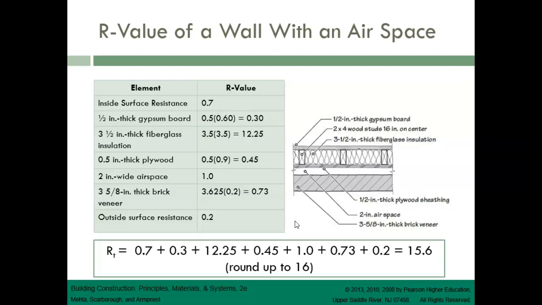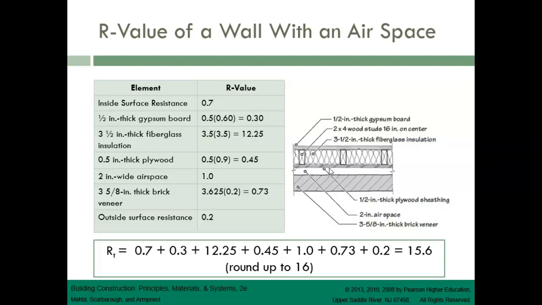3.5 inch thick fiberglass insulation, and that's going to be in the stud cavity. So we're actually figuring the R value of the insulation and not the studs in this case. I've got 3.5 inches thick times the 3.5 p-value, and that gives me a total R value of 12.25. On the outside of that, we have a 1/2 inch thick plywood. The p-value on that is 0.9, so we end up with an R of 0.45.